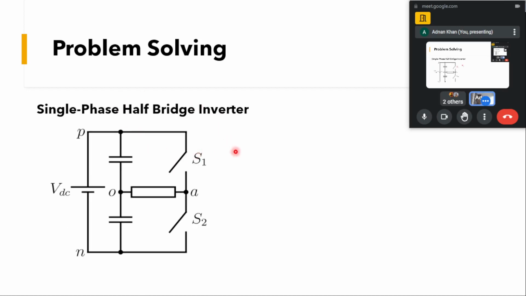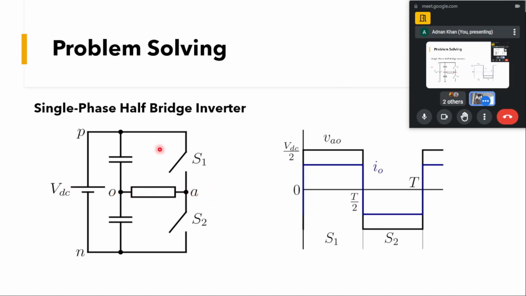First we will see how the half bridge inverter looks. We have a VDC, we split it by two capacitors, and then we have one leg of an H bridge here. And we connect the load between this point and this point. So when S1 is turned on, we have a plus VDC by 2 voltage, VAO is plus VDC by 2. When S2 is on, VAO is minus VDC by 2. You can see negative voltage will come here and positive will be here. It will be minus VDC by 2.